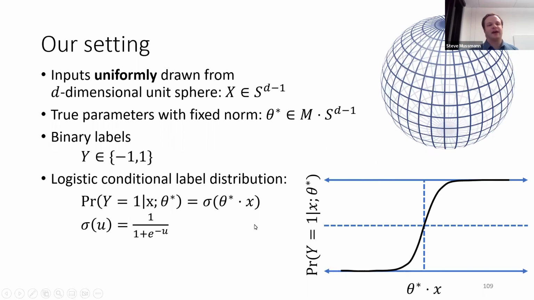So we look at a specific setting where inputs are uniformly drawn from a d-dimensional unit sphere. So that is, from a sphere. The true parameters have fixed norm. That is, theta star has norm m. Binary label, so y is equal to -1 or 1, and logistic conditional label distribution. So the probability that y equals 1 is close to 0 on one side of the decision boundary, slowly increases until it's close to 1. So standard logistic regression.